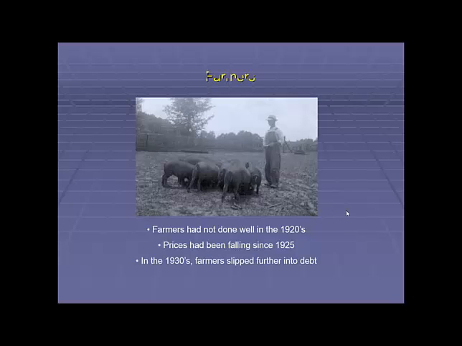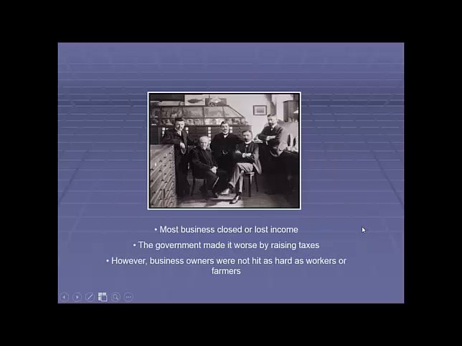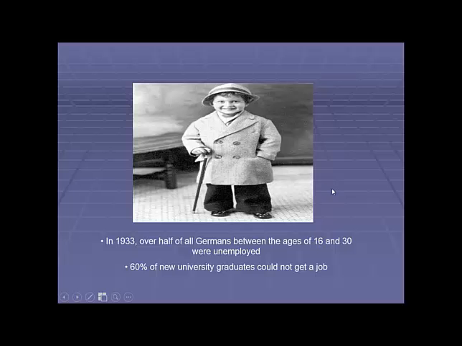The first group who were affected really badly was farmers. They'd not done well anyway in Germany in the 1920s. Prices had been falling since 1925. And then in the 1930s, farmers slipped further into debt. They were really struggling. Businesses: a lot of businesses closed or lost income. The government made it worse by raising taxes. However, business owners were not hit as hard as workers or farmers.